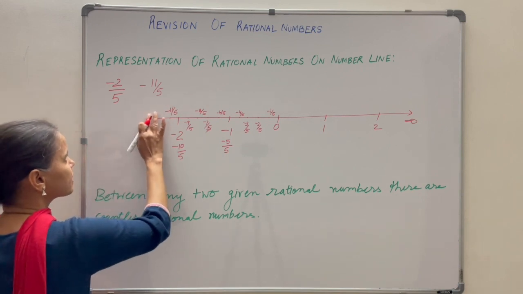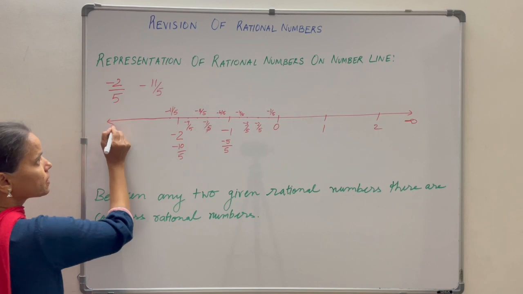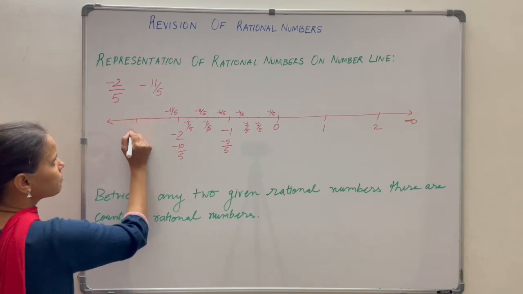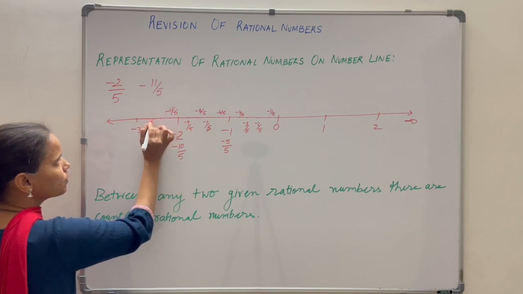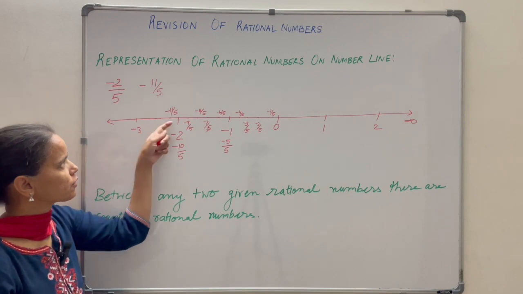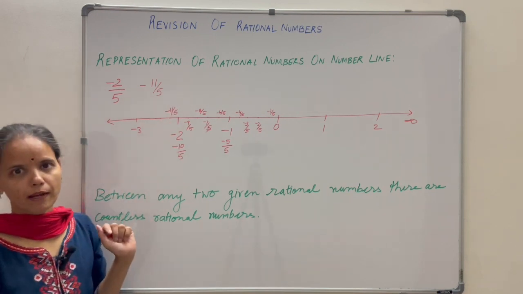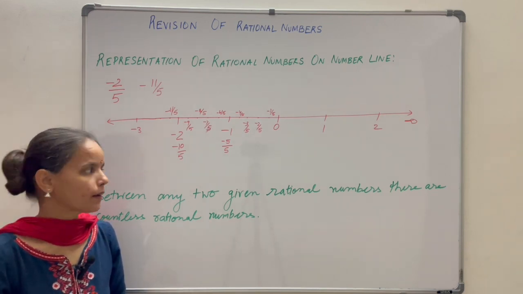So 1 unit away from here it is minus 11 by 5. Then we need to extend this number line because you have to show between which two numbers it lies. So this is say minus 3. So minus 11 by 5, 1, 2, 3, 4 and 5. So you have to make 5 equal divisions. So this is minus 11 by 5. So this is how we represent rational numbers on number line.